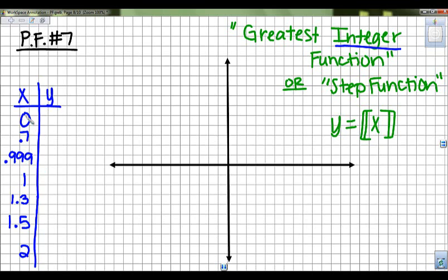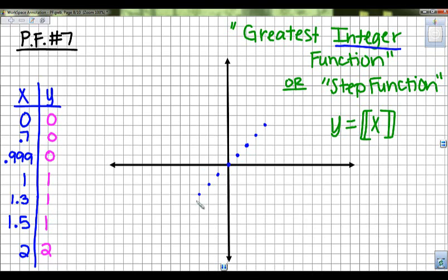So everything between 0 and 1 is just 0. Once you get to 1, you can move on to the integer 1. Everything between 1 and 2 is the integer 1. And then once you get to 2, you can have the integer 2. And it just keeps repeating that way. So what that looks like on your graph, you have a point at 0, 0, 1, 1, 2, 2, 3, 3, so on and so forth, same in the negatives.